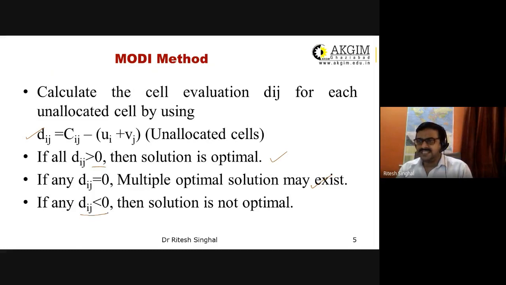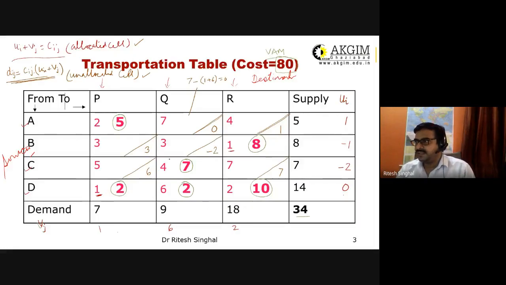If any Dij is negative, it is an indication that your solution is not optimal, and we have to make it optimal. So in this particular example, you may find here that one of the Dij is negative, that is minus 2. It means this solution is not optimal. We have to make it optimal further. So this is the first step where we see that our existing solution is not optimal. Now the next step is how to make it optimal.